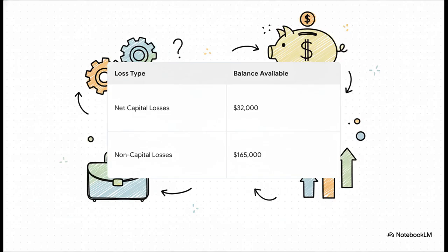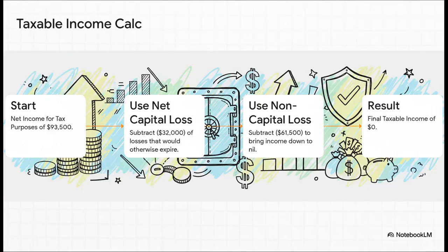To use these. The company had a pool of pre-existing tax losses just sitting there, waiting for a purpose. And here's the payoff. We take the income we just manufactured and we use the losses to wipe it out. First, we use every single penny of that $32,000 net capital loss because we know it's about to expire. Then we just dip into the non-capital losses for the exact amount we need, $61,500, to bring the taxable income down to a perfect zero.